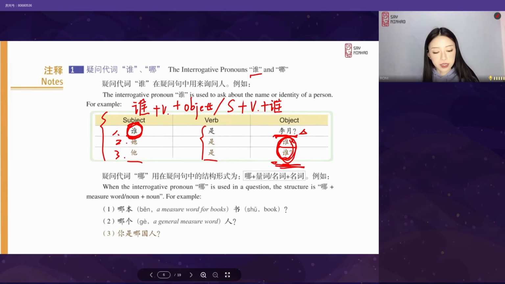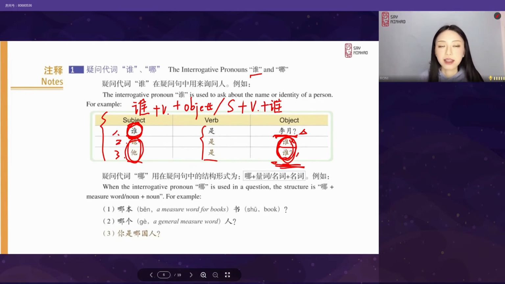Okay, try to make a sentence. Who are you? Okay, the answer is 你是谁? Not 谁是你? Because we don't know the identity of you, but we know this person, right? We know this person, him or herself, but we don't know the identity of this person. That's why I put 谁 at the object part.